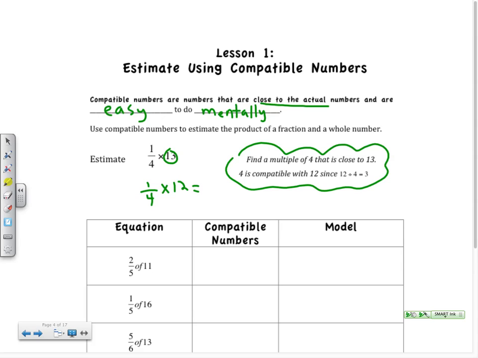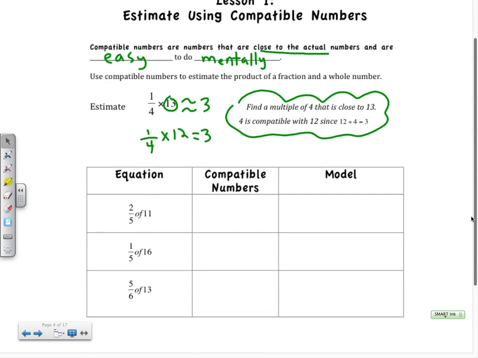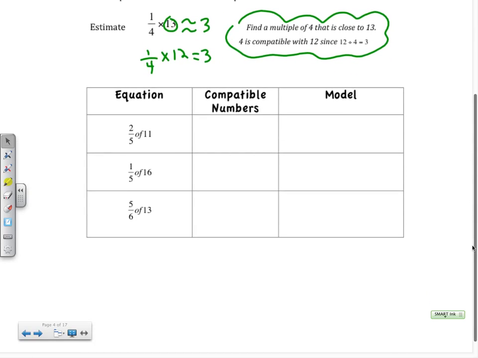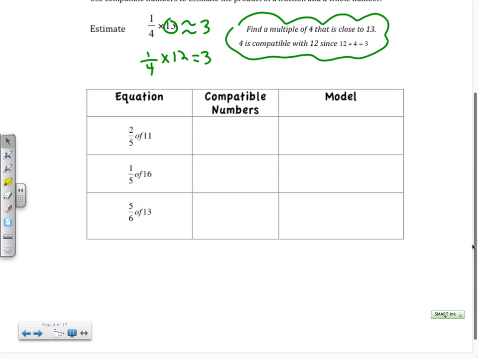So how do I do this mentally? Do you guys remember? 12 divided by 4 is 3, and 3 times 1 is 3. So an estimated answer is 3. That would help me to look at my actual answer and to know if I am getting close to the actual right answer. So if we look at 2/5 of 11, I'm going to look at my 11 and 5.